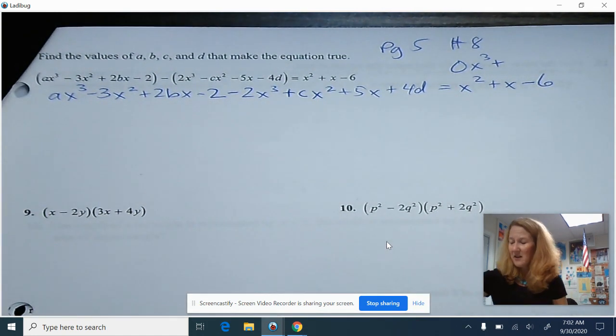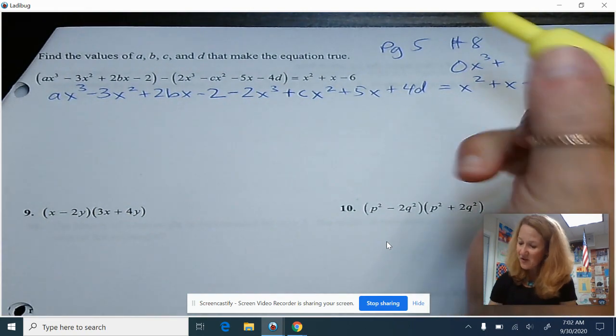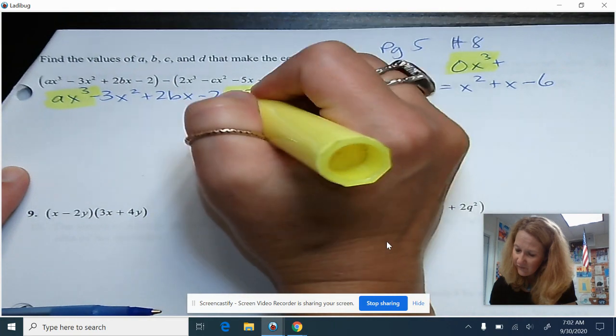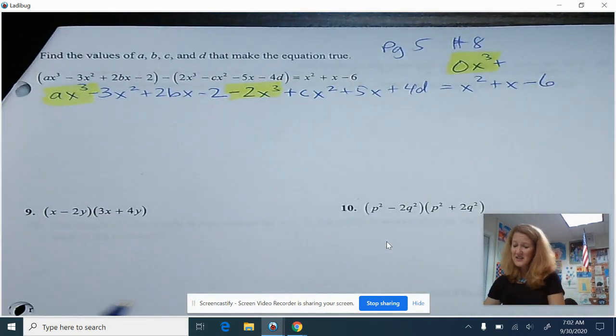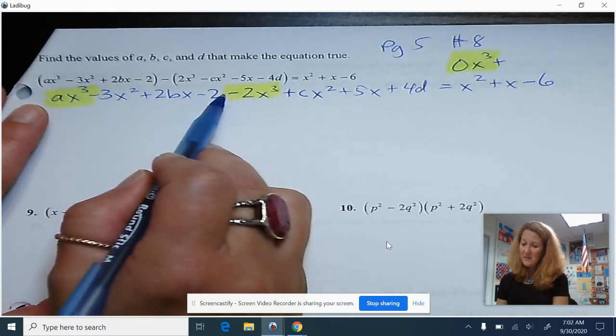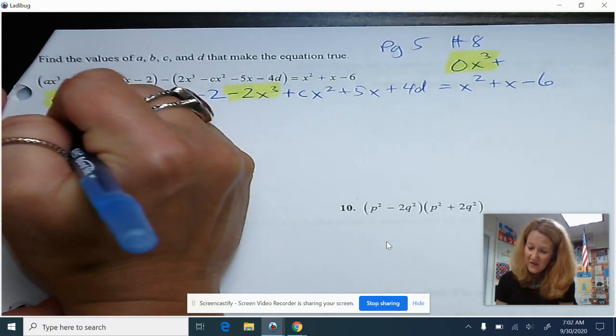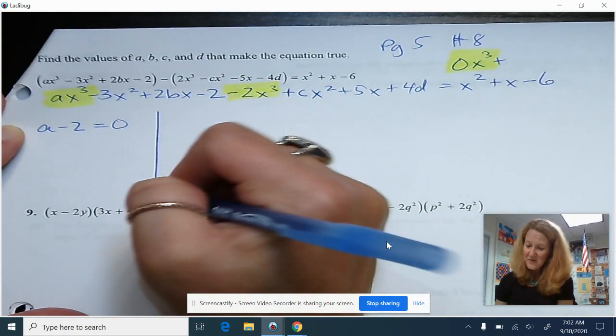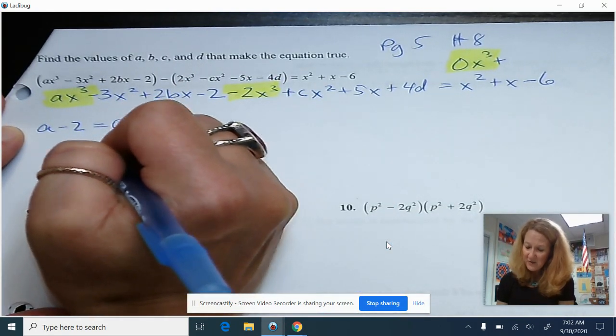And now I am going to color code, so I want to put the terms together by variable. So I really want to look at the coefficients here, not just the terms. So the coefficients on the left are the a and the minus 2. So a minus 2 has to match up with this 0. Okay, so when I solve this out, I'm going to get a equals 2.